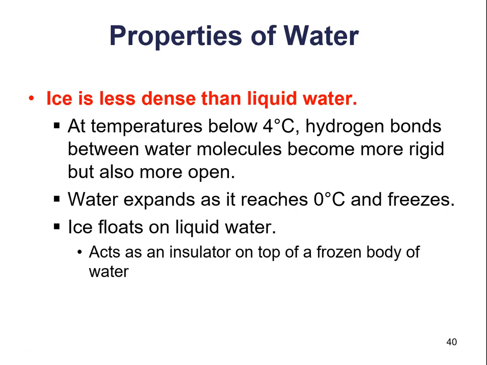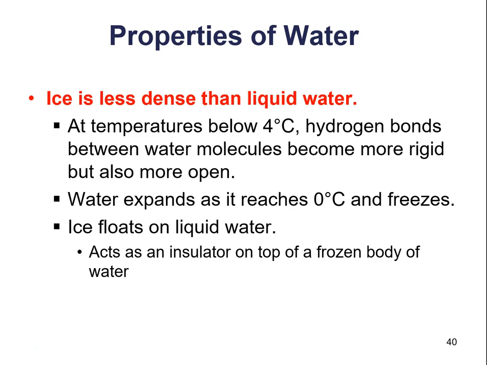Okay, another property of water, right? Ice is less dense than liquid water, okay? It's less dense than liquid water. So again, if we think about ice, if we think about a pond that freezes over, ice floats on top, right? Ice will be on top, and there may be liquid water at the bottom.